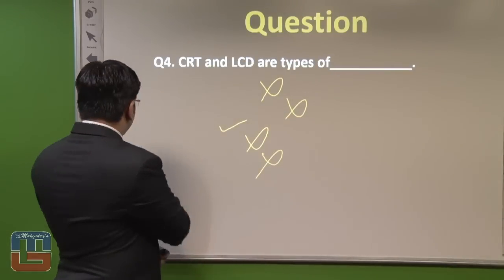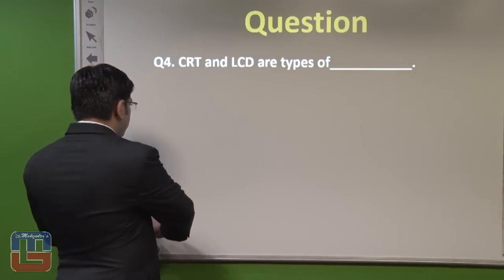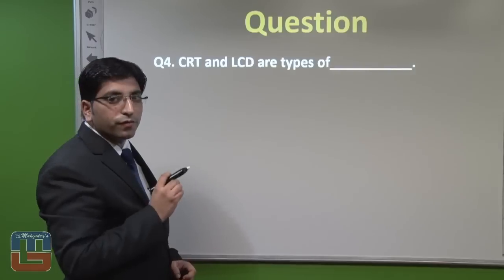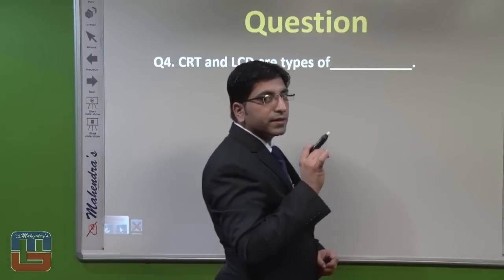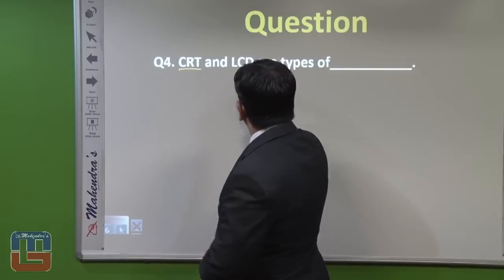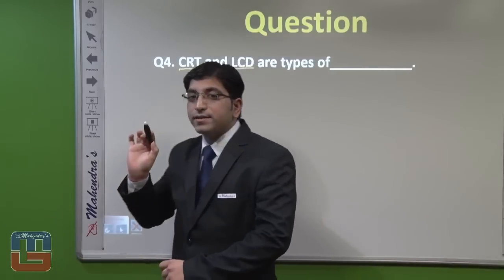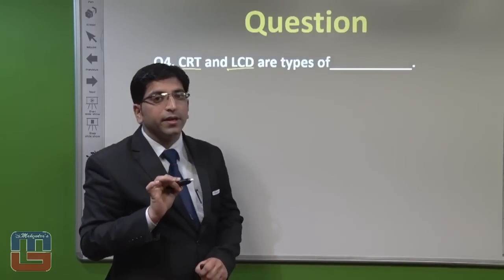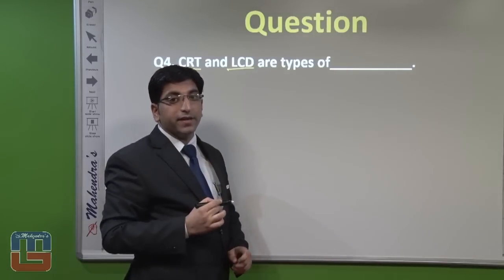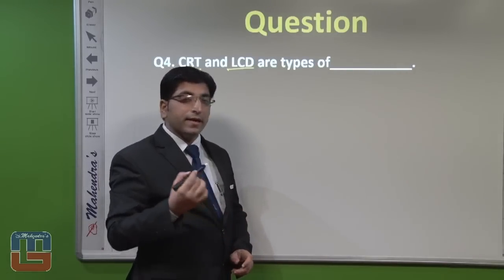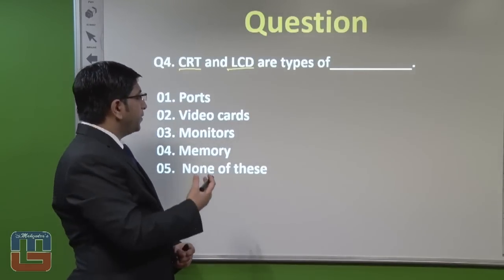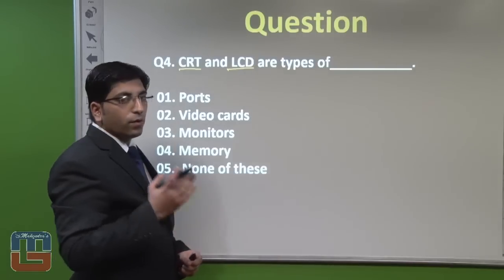Next question. CRT and LCD are types of what? Here there are two things, LCD and CRT. These are categorized under which category? Is it software? Is it any hardware device? What is this basically? Let's check the options first. Ports, video cards, monitors, memory, or none of these.